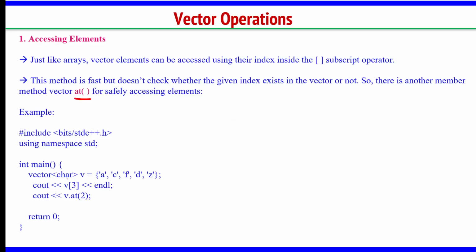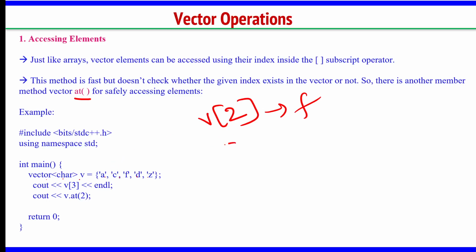See, I have declared a character vector here, vector char v equal to a c f d z, some values I have given here. So how do you print the values? You can even use the indexing, you can give v of 2. So if you give v of 2, it will give you f as the value. The array indexing also works for vectors.